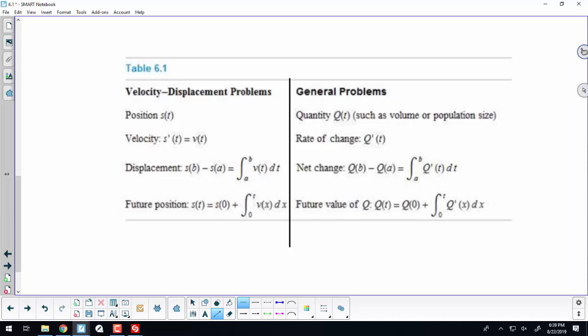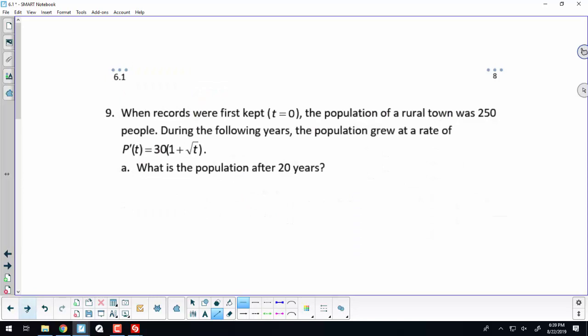Okay. So since we've worked with position and velocity functions, if we make the parallel over to the general statements, the notation is a bit different, but the principle is still the same. So we'll take that into the next example, where at t equals 0, a population of a town was 250 people, and then during the following years, the population grew at a rate of p prime of t equals that function. So they're giving us a growth rate function, not a population function.